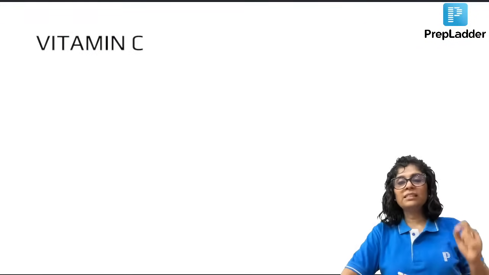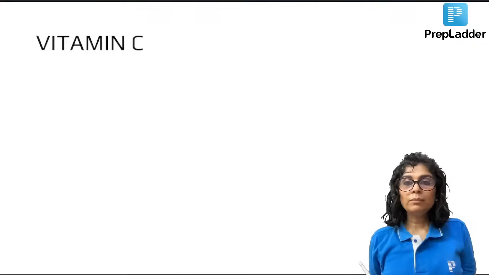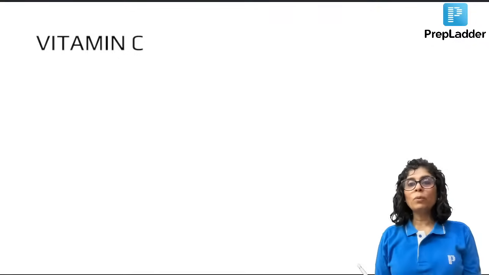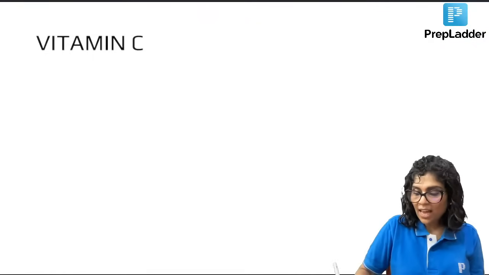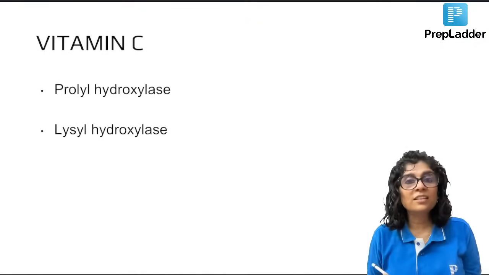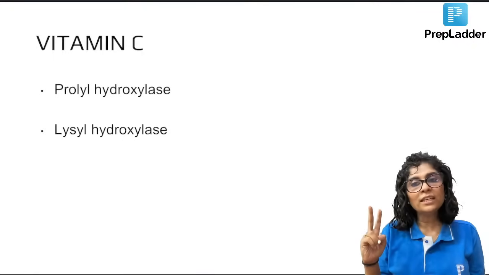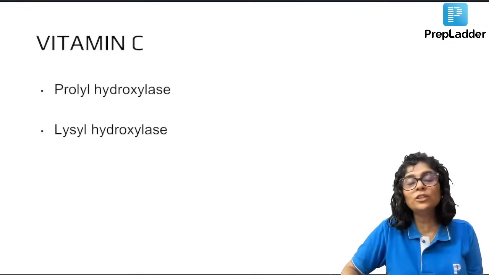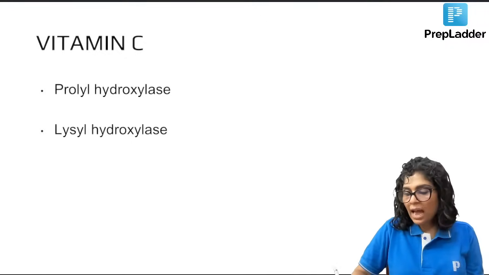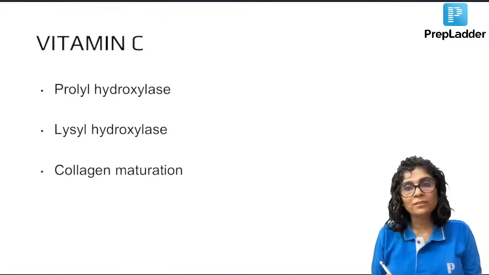What is vitamin C necessary for? Vitamin C acts as a coenzyme for prolyl hydroxylase and lysyl hydroxylase. Both prolyl hydroxylase and lysyl hydroxylase are necessary for collagen cross-linkage formation and for collagen maturation.